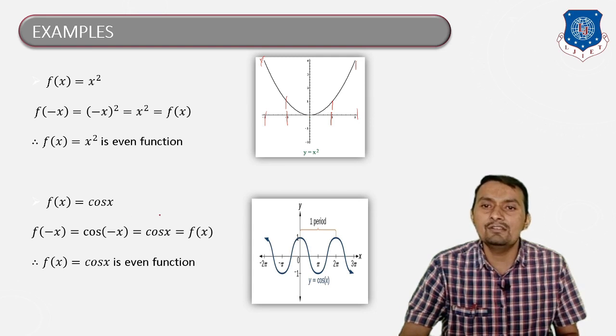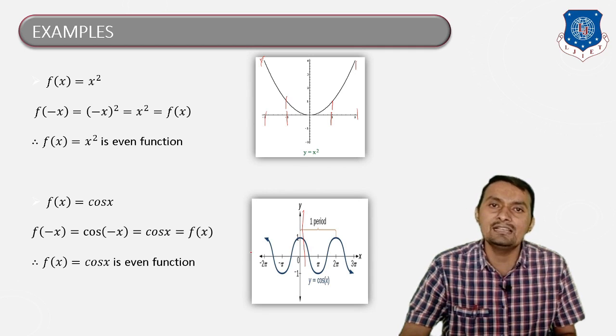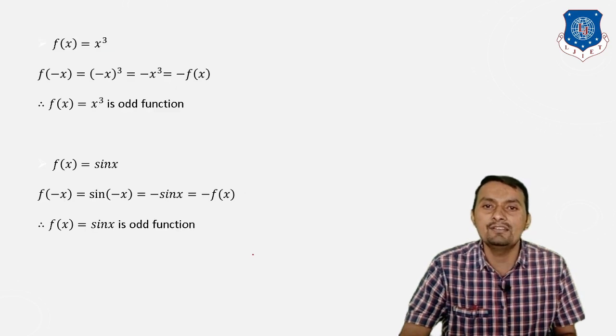Take the function f of x equal to cos x. You can see that whatever we have on the right-hand side, the same is on the left-hand side. That means it is symmetrical about the y-axis, and therefore it is an even function.